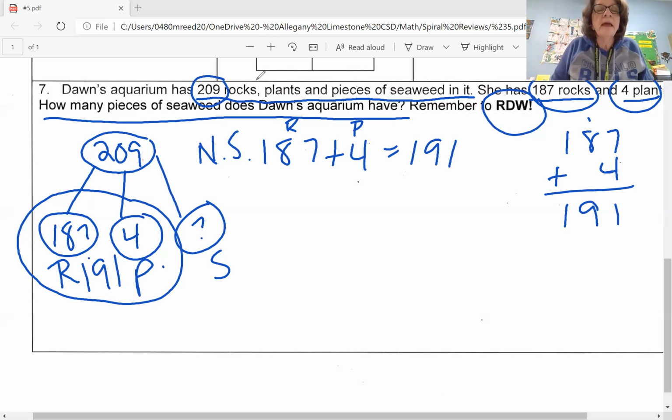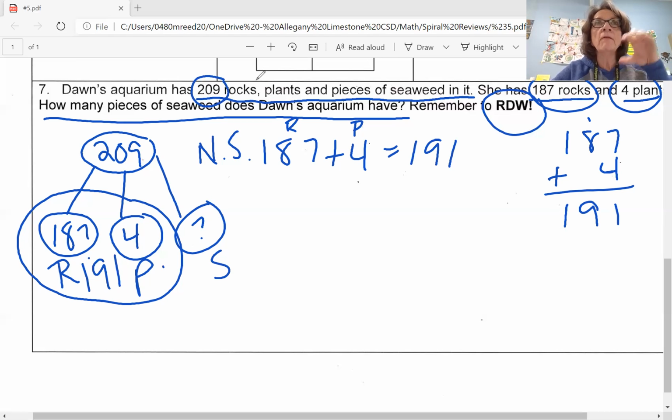All right, so there is the total of my rocks and plants. Still don't have my seaweed. So now I've got to figure out, I know 209 represents the total of all 3 things in the aquarium. 191 represents the rocks and the plants. So how can I find my other part?